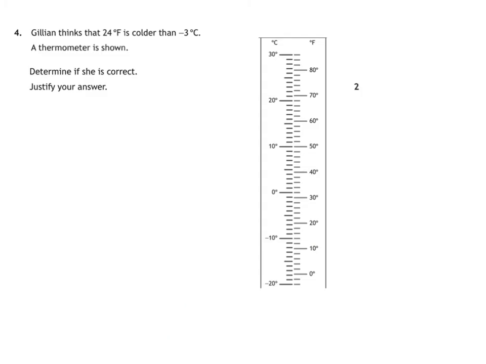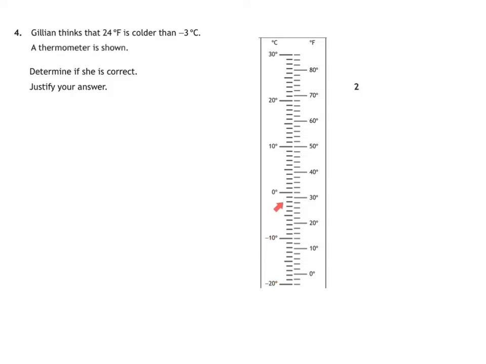Right, here we are with question 4. So we've got a thermometer here. Gillian thinks that 24 degrees Fahrenheit is colder than minus 3 degrees Celsius. Determine if she is correct and justify your answer. So over here, we've got our thermometer. This side is our degrees Celsius. This side is our degrees Fahrenheit.